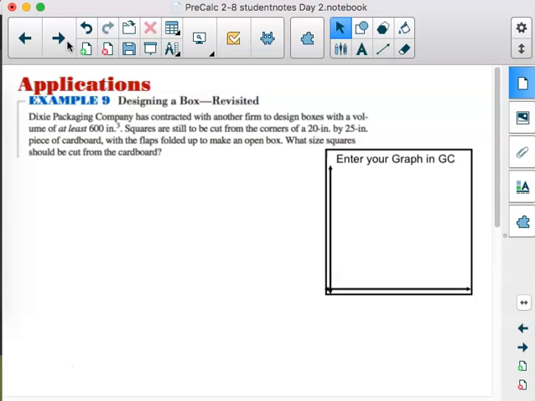So Dixie Packaging Company has contracted with another firm to design boxes with a volume of at least 600 cubic inches. Squares are still to be cut from the corners of a 20 by 25 inch piece of cardboard. I'm going to fold up the flaps to make an open box. What size squares should be cut from the cardboard? So we've seen these problems quite a bit.